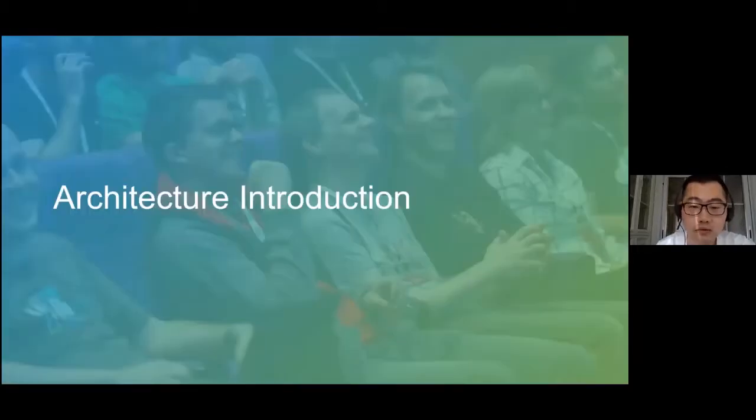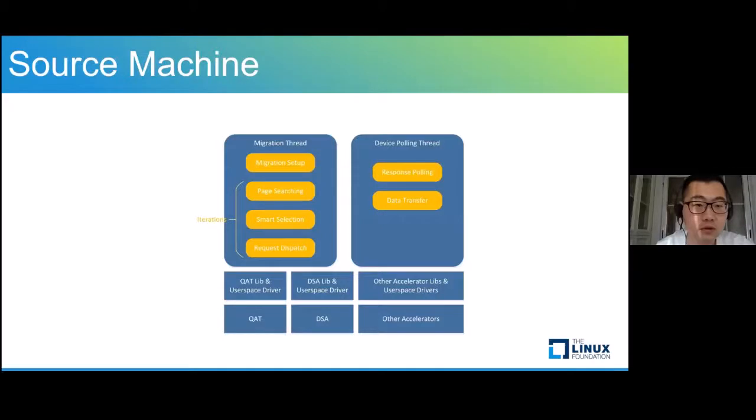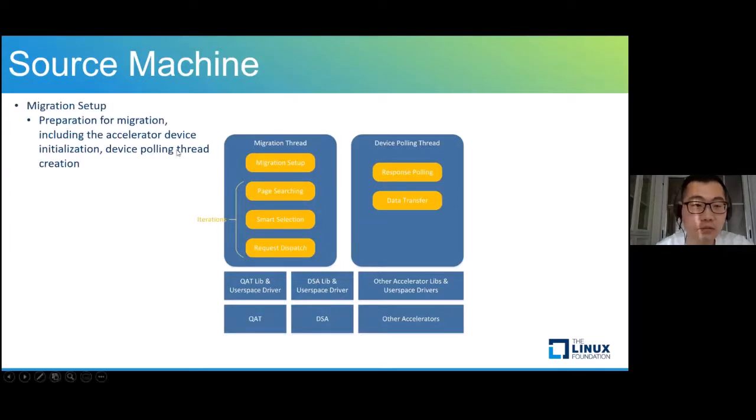Let's have a look at the architecture of this solution. On the source machine, at the bottom here, you can see that we could have multiple accelerators, and each of them has its own software stack, like the QAT library and the driver. On the top, there are two threads. The migration thread is the one that's already in the existing queue. In the migration thread, I conclude it into 4 steps. The first step is the migration setup. Basically, it will do some preparation for migration, including the accelerator device initialization and the device polling thread creation.